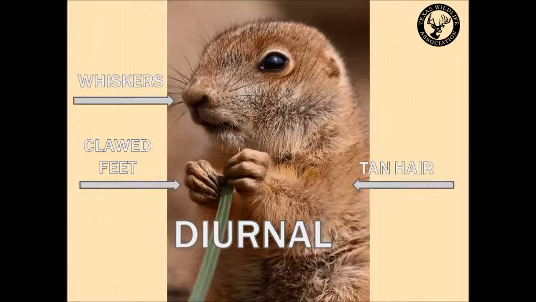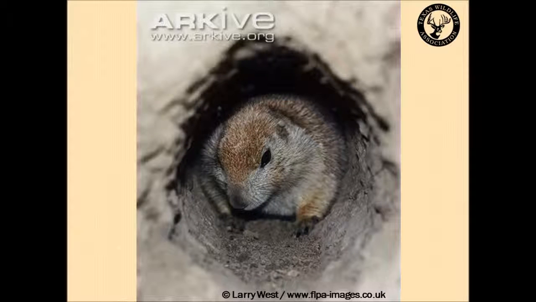Prairie dogs have whiskers because they live in underground burrows. This photograph was taken of a prairie dog inside its burrow. It is dark underground, so they need to be able to feel their way through the tunnels. Their sensitive whiskers help them sense their environment in the dark.